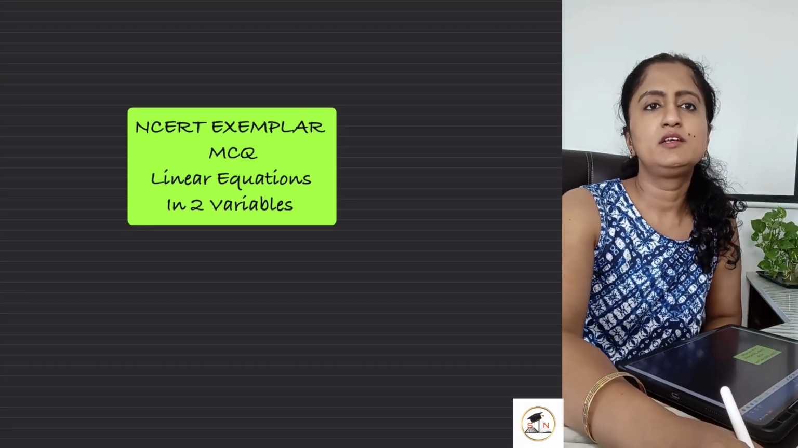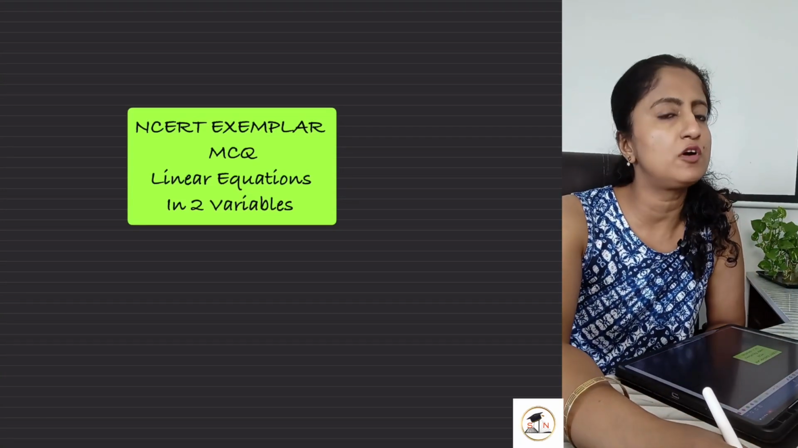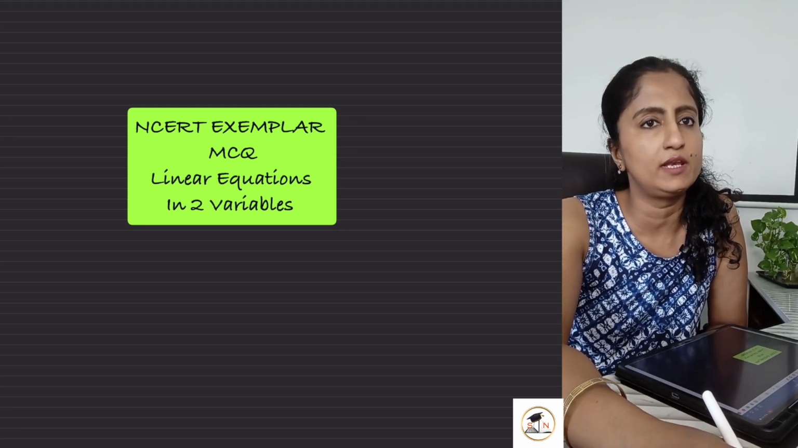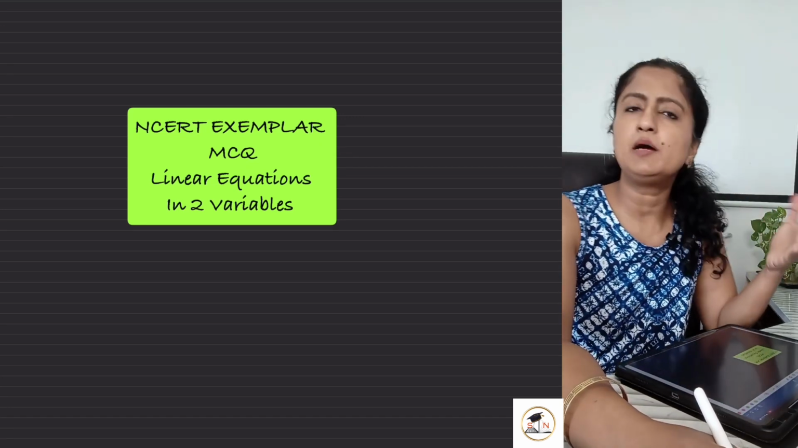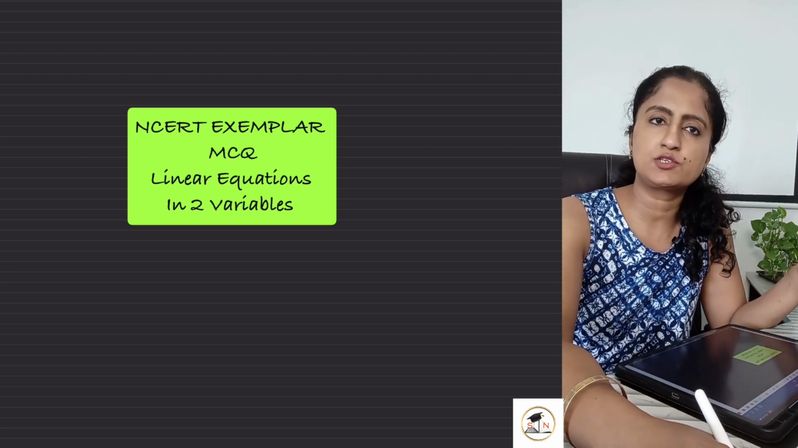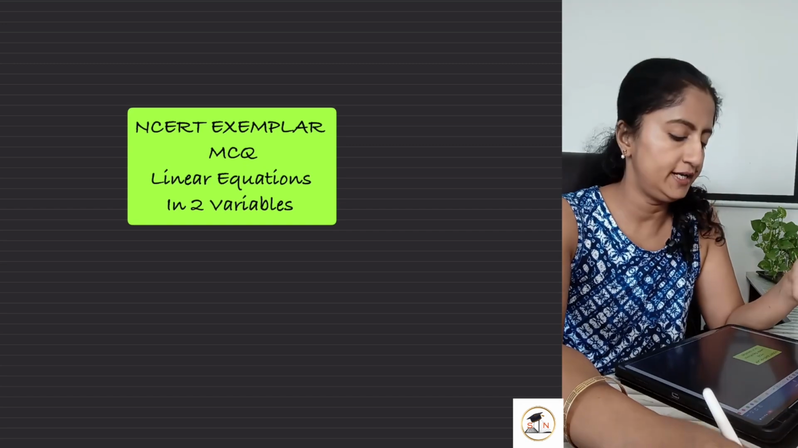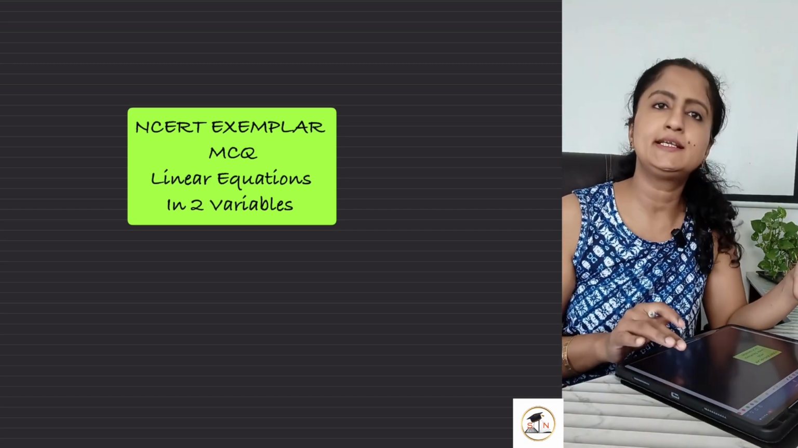Hi everyone. Today we are going to do MCQs from NCERT Exemplar for linear equations in two variables. Okay. अभी तक हमने linear equations के NCERT based questions किए. Then we did word problems, dealing with graphs. Right. Now we are going to do with Exemplar.